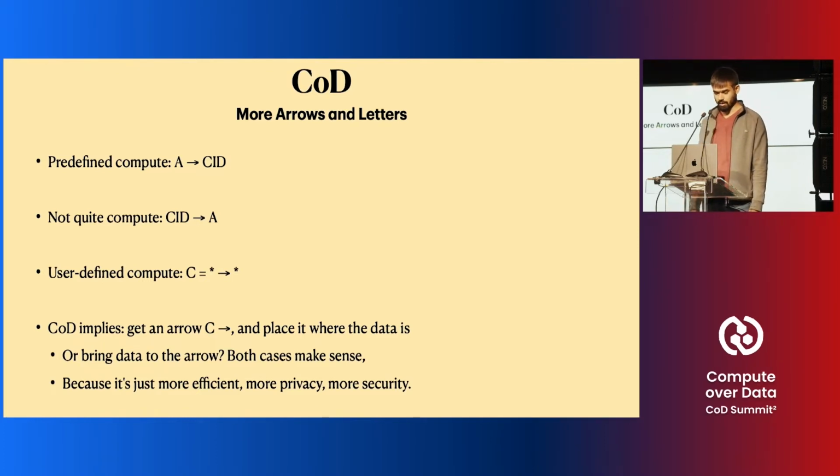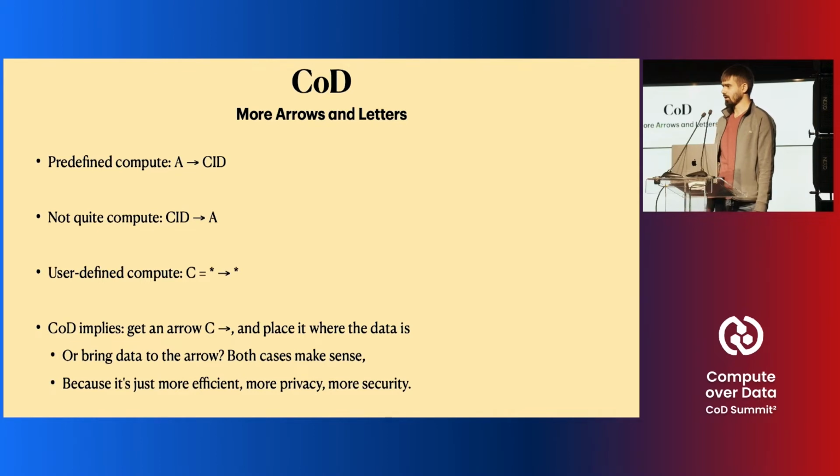And we can think about user-defined compute, which is an arrow without data yet, but ready to get it. And luckily, we can represent it as data as well, like a WebAssembly binary or Docker, or like any code, finally, is data. So compute over data, by definition, from my point of view, implies that you can get an arrow C and place it where the data is, so that finally you compute over data. And placing it where the data is means either to move compute closer to the data or to get data closer to compute.